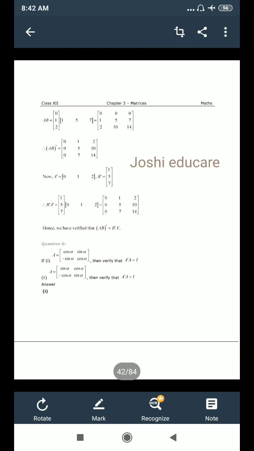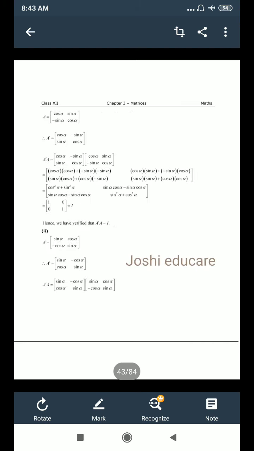Question number 6 is given. A matrix is given, and you have to prove A transpose into A is equal to identity matrix. And in the second case also a similar thing is given. So it's very simple. What to do? First we will find A transpose and then we'll take the product of A and A transpose and it will be identity matrix. So this is the solution.